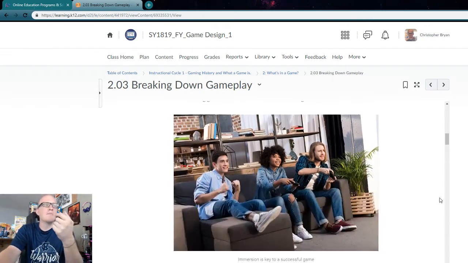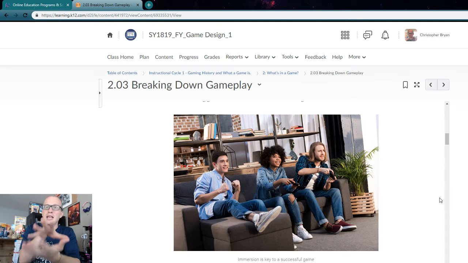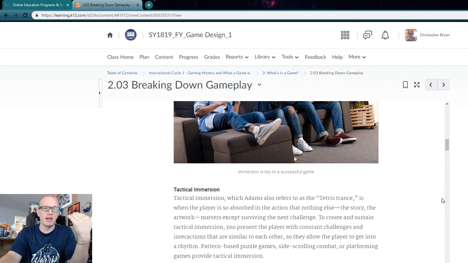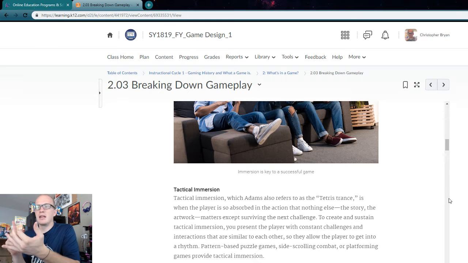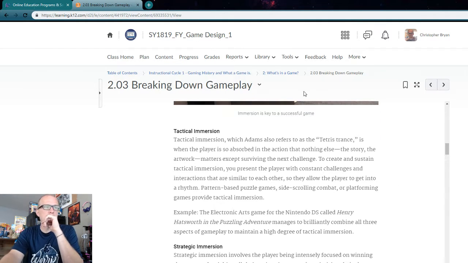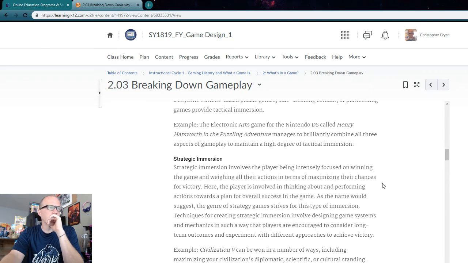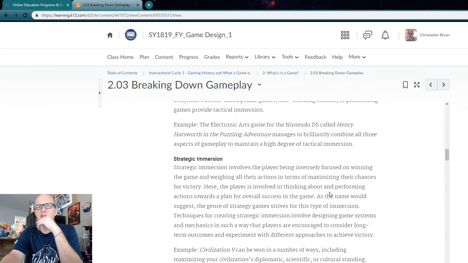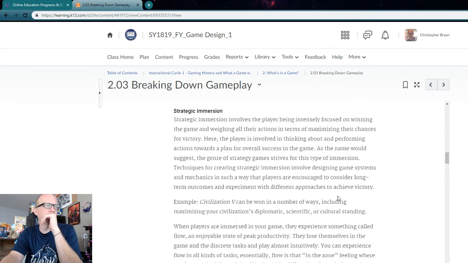Player immersion is making your gamer feel like they're in the game. If you've ever played a video game and, about 2 or 3 hours in, you look up and you're like, oh wow, I can't believe I'm still playing this, that's player immersion. It's getting much easier to do when you get stuff like 4K, virtual reality, and augmented reality. They talk about Tetris, and some of the stuff like Tetris Trance is really cool, but I'll let you read these things.